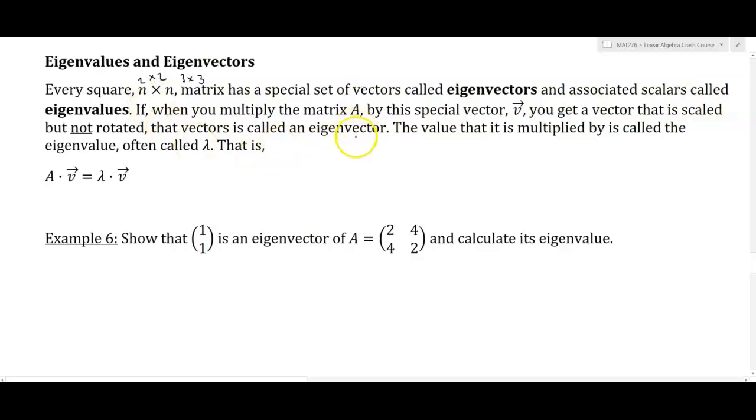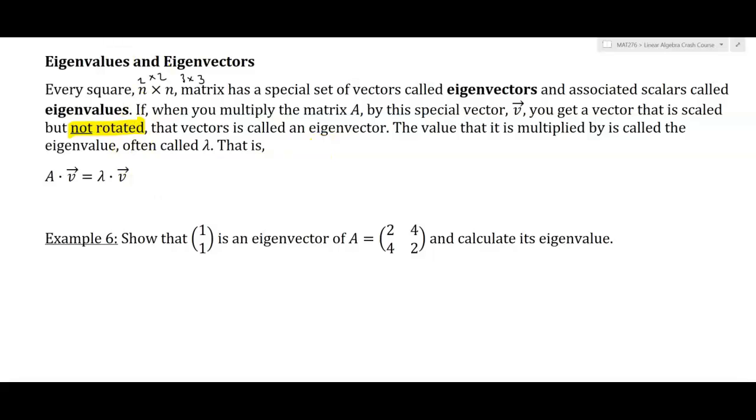So how do we know if a vector is an eigenvector? Well, if when you multiply the matrix A by this special vector V, you only get a vector that is scaled but not rotated, that's the key here. If it doesn't get rotated but it only gets scaled, that vector is called an eigenvector. The value that it is multiplied by is called the eigenvalue, often called lambda.